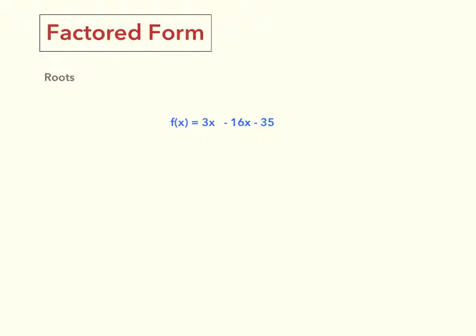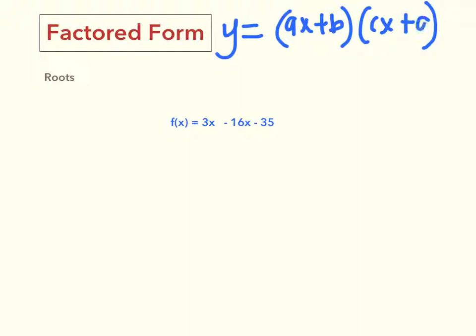Now factored form we've been working with also when we did factoring, and that is when you have your two parentheses because you factored your quadratic equation, ax plus b and cx plus d. And if we set each parentheses or each expression right here to 0, then we find our roots. So that's what you can always tell right away from your factored form. You can find your roots.